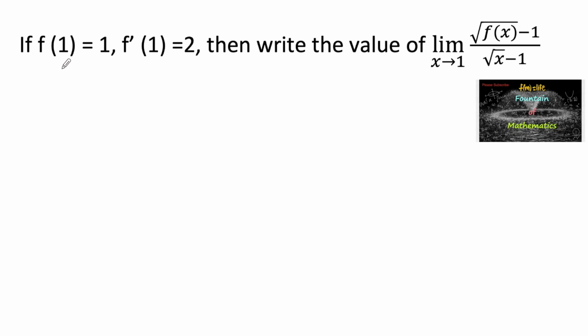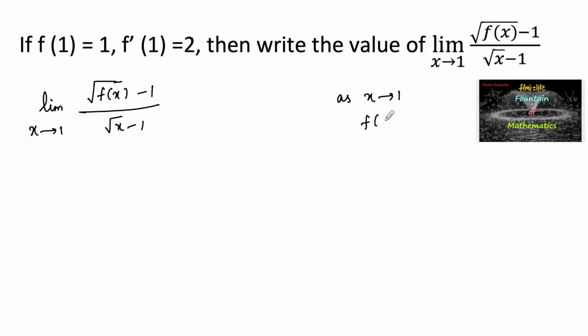If f of 1 is equal to 1 and f dash of 1 is equal to 2, then write the value of limit x tends to 1 square root of f of x minus 1 upon root over x minus 1. As x tends to 1, so we can say f of 1 is equal to 1, so f of x tends to 1.